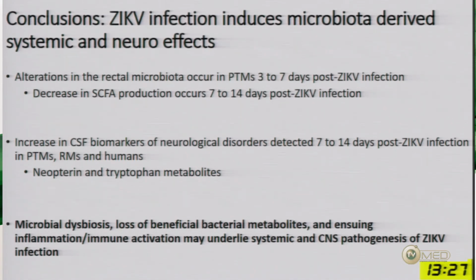We found increases in cerebrospinal fluid biomarkers of neurological disorders, such as neopterin and serotonin, that were detected 7 to 14 days post-Zika virus infection in all models. And this included the neopterin and tryptophan metabolites. Just to summarize, we believe that the microbial dysbiosis, loss of beneficial bacterial metabolites like short-chain fatty acids, and the ensuing inflammation and immune activation may underlie both systemic and central nervous system pathogenesis in Zika virus infection.